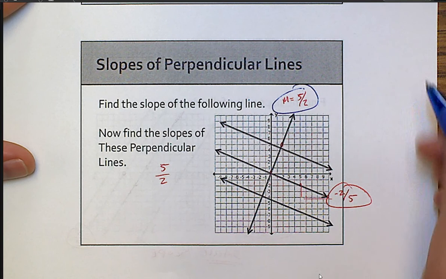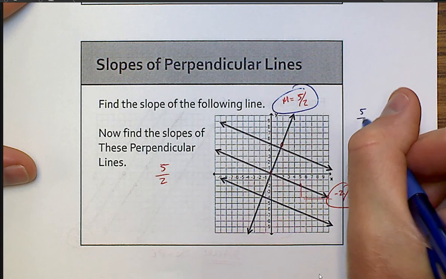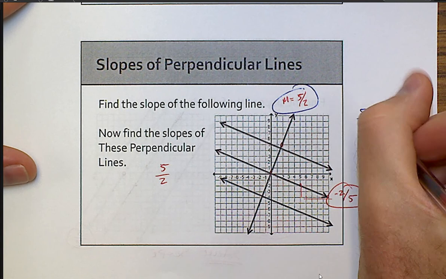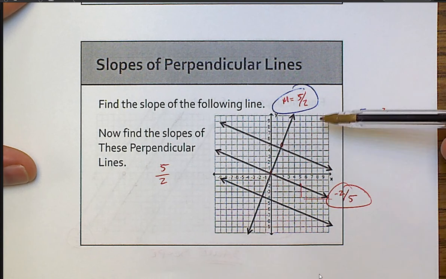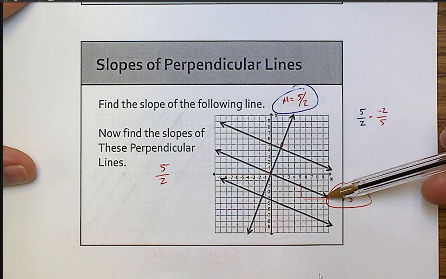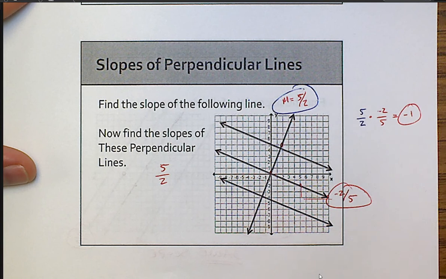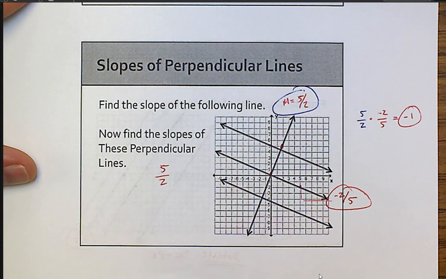Another way to think about it, if two lines are perpendicular, if you multiply their slopes together, they become negative 1. And you can see that right here. If I take this one that I've circled in blue, which is 5 over 2, and the slope of this line, which is negative 2 over 5, you would get negative 1. So if you multiply the two slopes together, they would equal negative 1. That is true of all lines that are perpendicular.